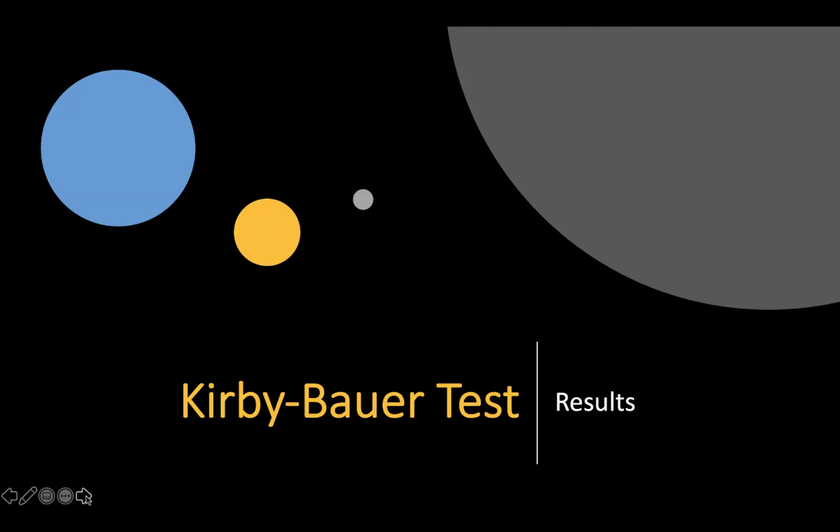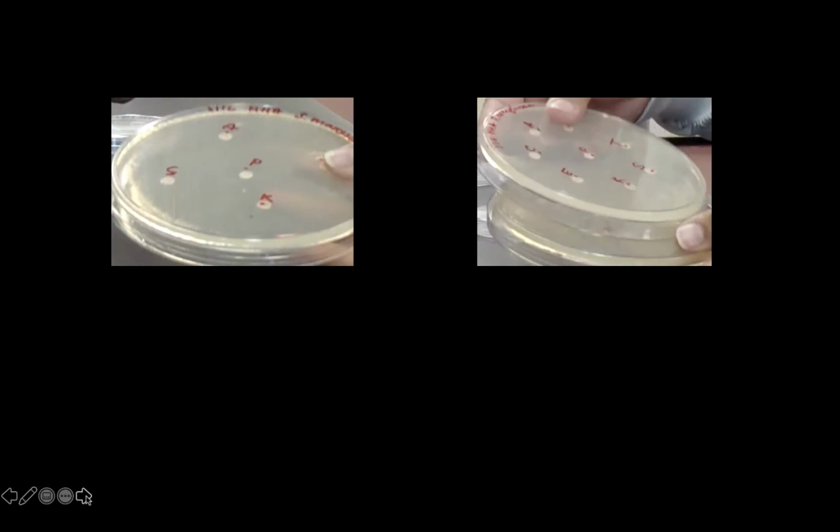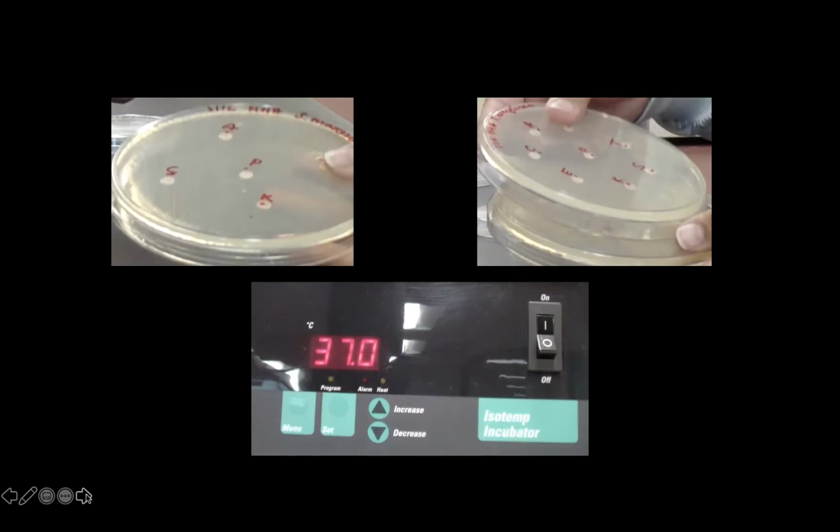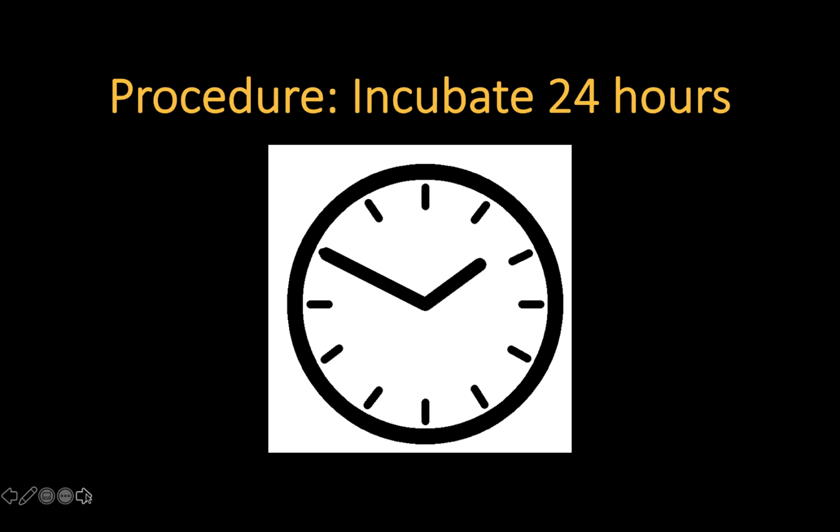In this video, you will learn how to read the results of the Kirby Bauer test. You remember that we made a bacterial lawn with dilute culture of bacteria over the surface of Mueller-Hinton agar, and then we applied antibiotic discs to the medium. Then the plate was incubated at 37 degrees Celsius for 18 to 24 hours.